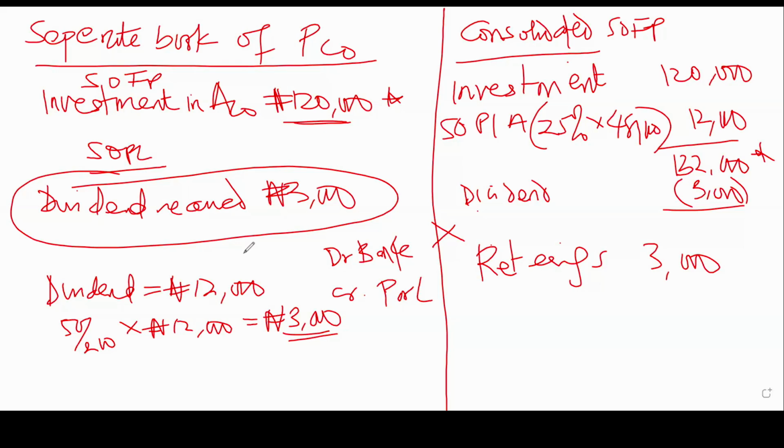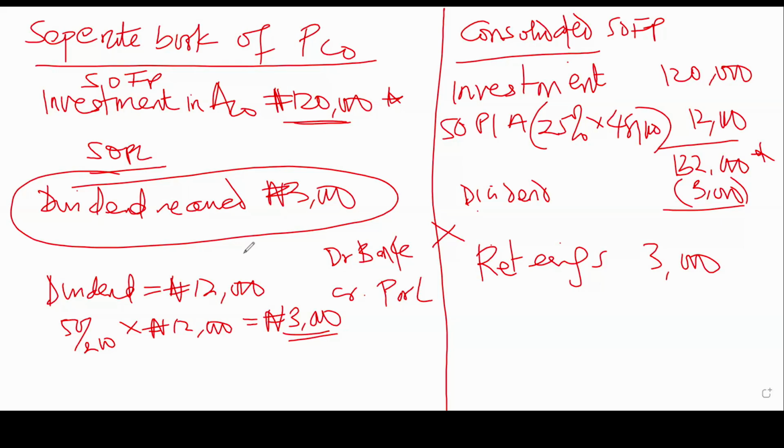Now, if ECO had distributed all the 48,000 naira they made as dividend, they would have received 12,000 naira. It is that 12,000 naira that you have gone ahead to accrue as part of their investment in ECO. Now, you must understand that you are not going to do that when you are accounting in the separate book of PICO. You will not do that. You will just let that investment remain at its historical value.